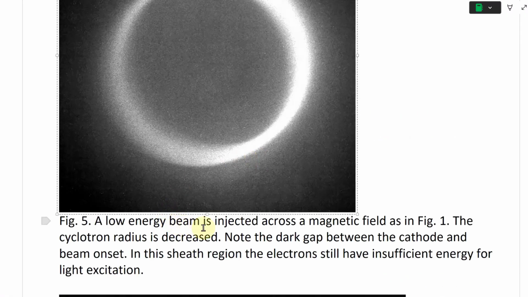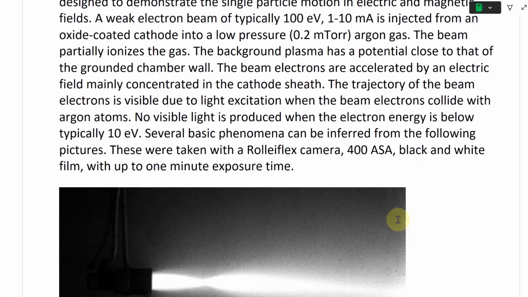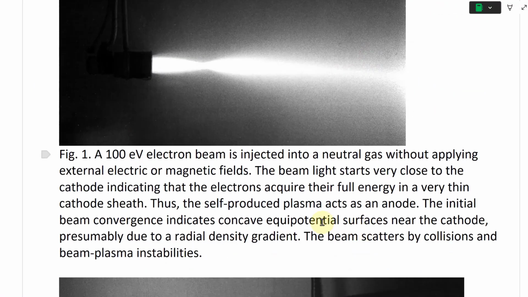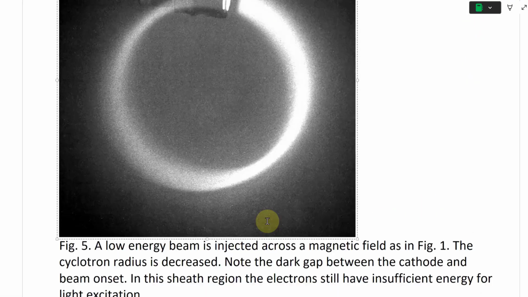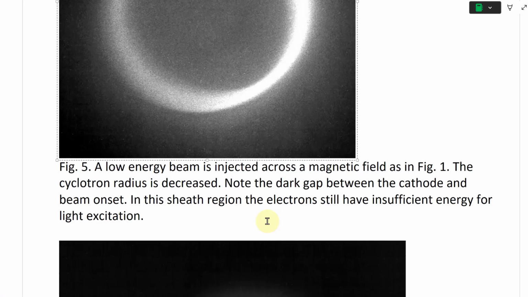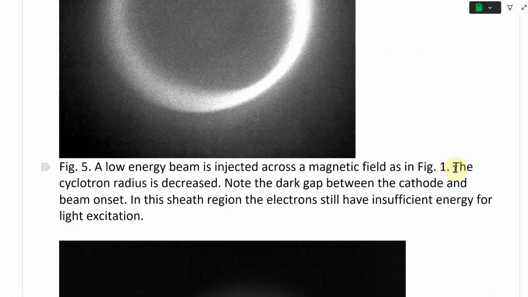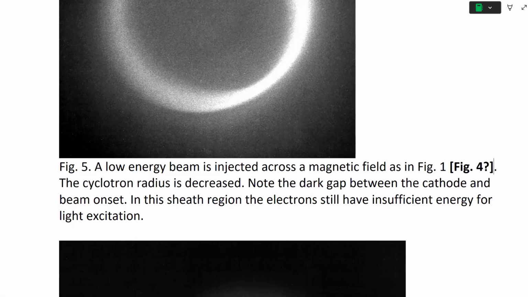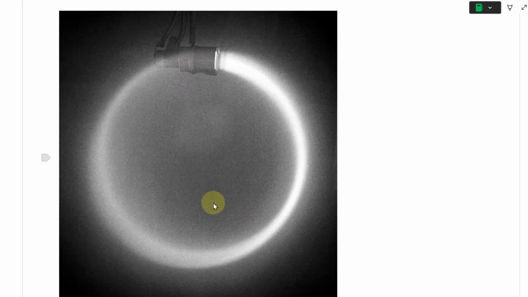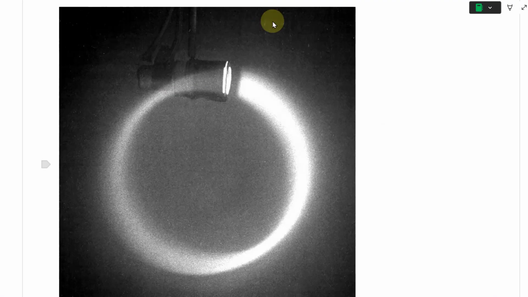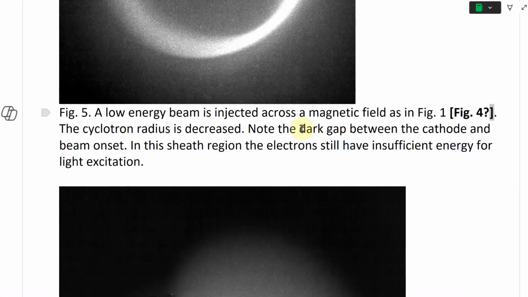So figure 5, a low energy beam is injected across a magnetic field as in figure 1. As in figure 1, there was no magnetic field. So this one here is injected here. This one has no magnetic field. And this one, I think they might have made a different one. Okay, so it might be saying figure 4. I'll put the code fig 4 question mark. Because this looks exactly like that. Well, it's different, but figure 1 didn't have a magnetic field. Figure 4 did, and it looks similar.